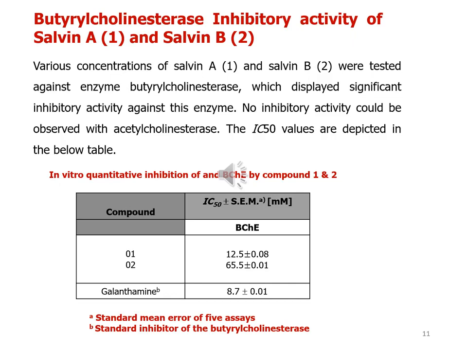Various concentrations of Salvin A and Salvin B were tested against the enzyme butyrylcholinesterase, and they displayed significant inhibitory activities against this enzyme. No inhibitory activity could be observed with the acetylcholinesterase enzyme. The IC50 values are given in the table below. In this protocol, galantamine is used as the standard drug, which shows an IC50 value against this enzyme of 8.7 plus minus 0.01, as compared to compound 1, which shows an IC50 value of 12.5 plus minus 0.08, and compound 2, which shows an IC50 value against this enzyme of 65.5 plus minus 0.01.